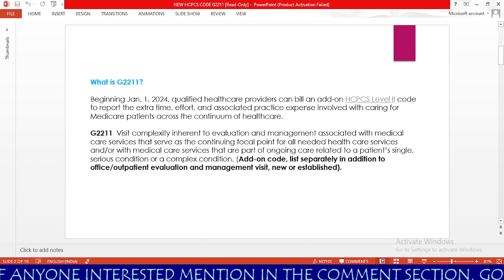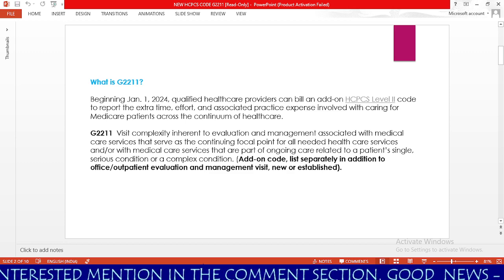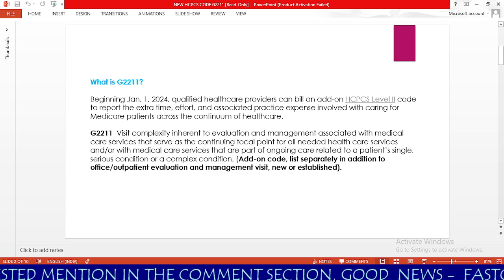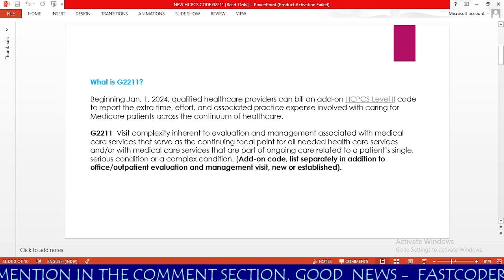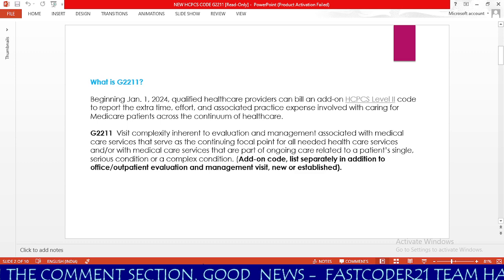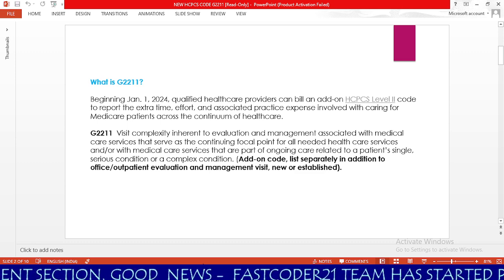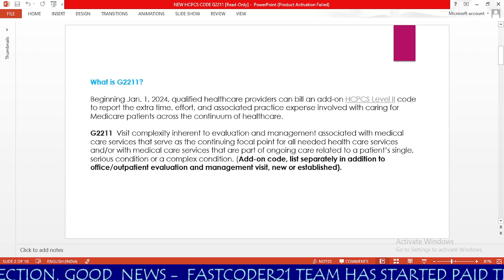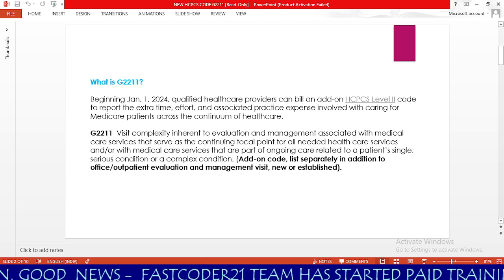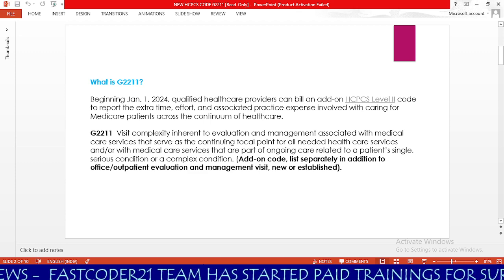So now we will learn the definition. G2211 code description: visit complexity inherent to evaluation and management associated with medical care services that serve as the continuing focal point for all needed healthcare services, and medical care services that are part of ongoing care related to the patient's single serious condition or complex condition.